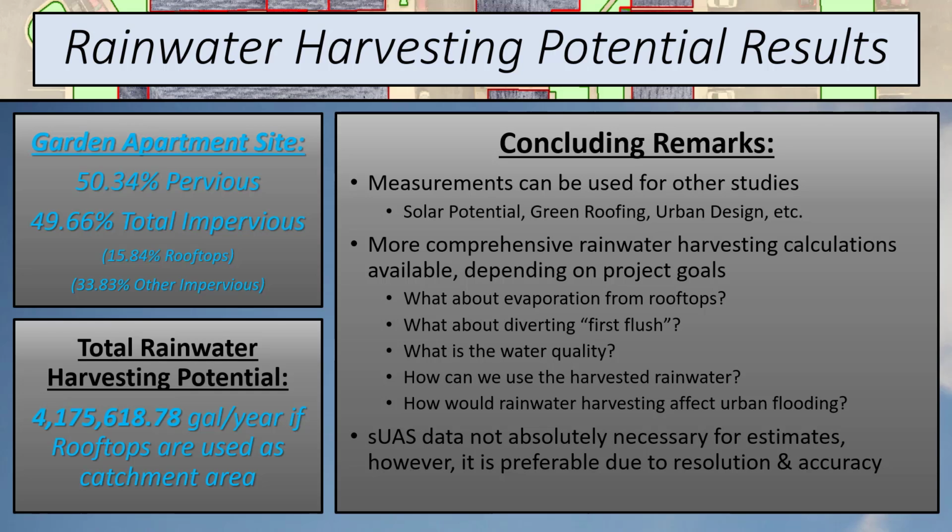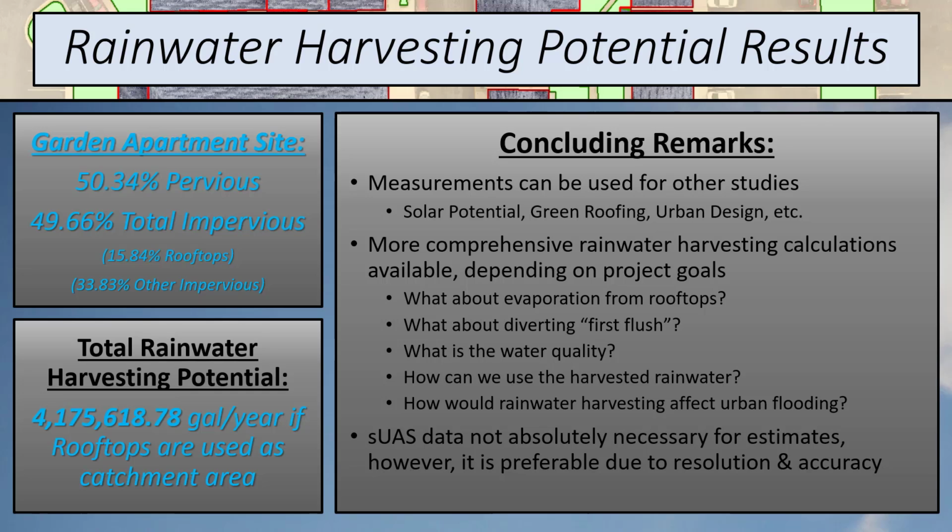What if you're concerned with evaporation rates or diverting the first flush of rainwater? Or what if you're concerned with water quality and how it can be used? What about the effects of rainwater harvesting on urban flood dynamics? These are all questions that can be answered, but they each require differing methods.